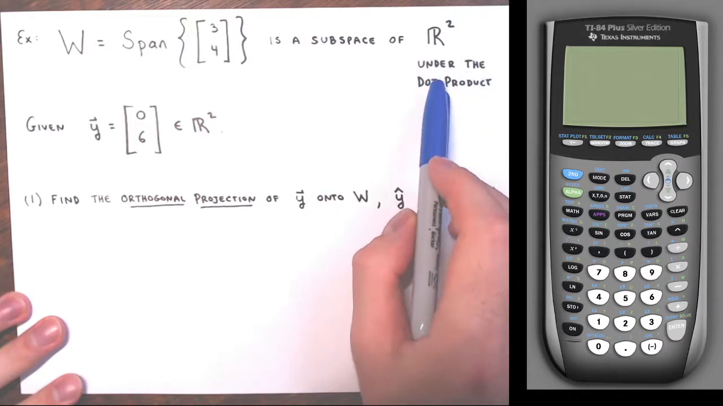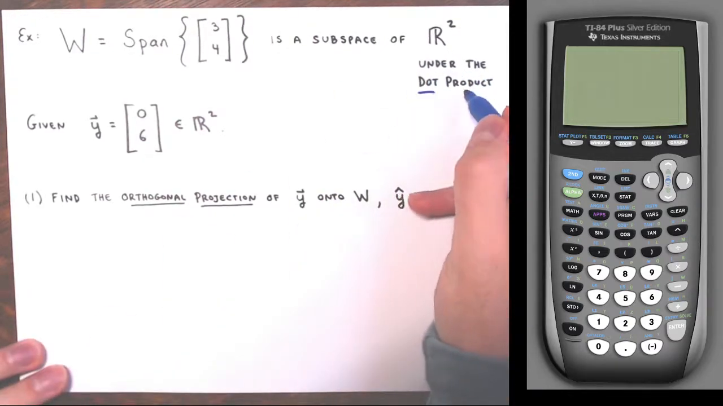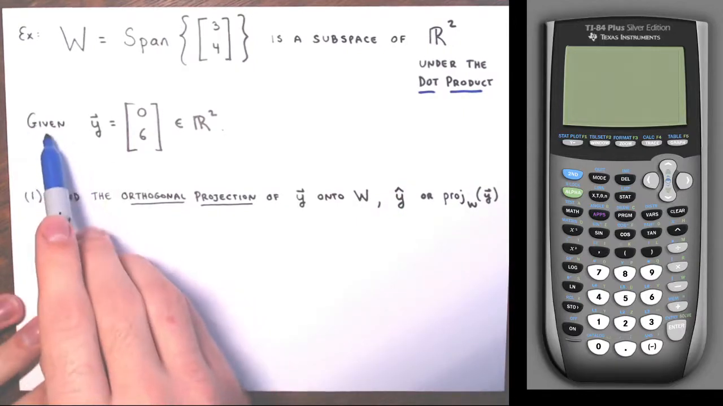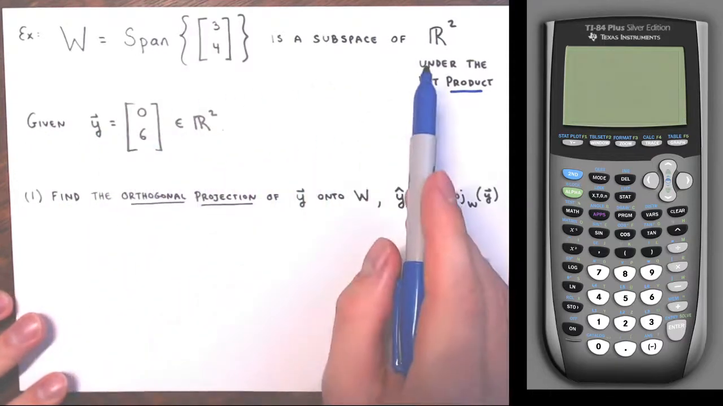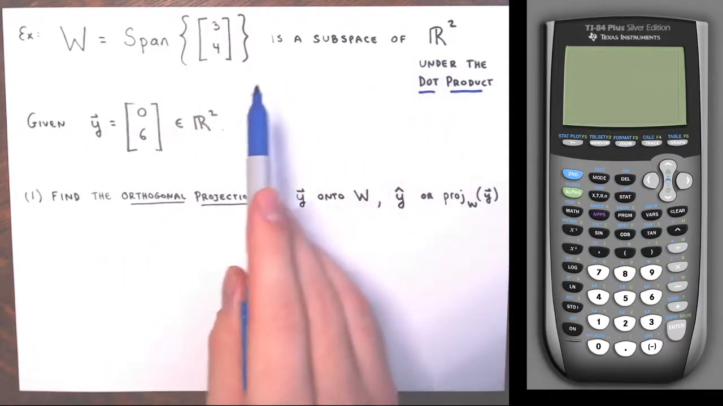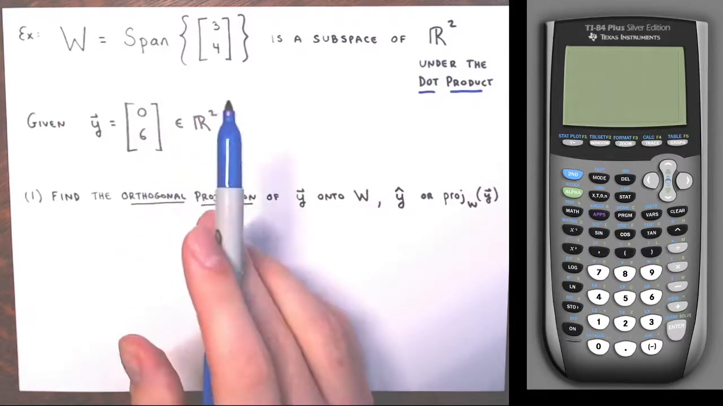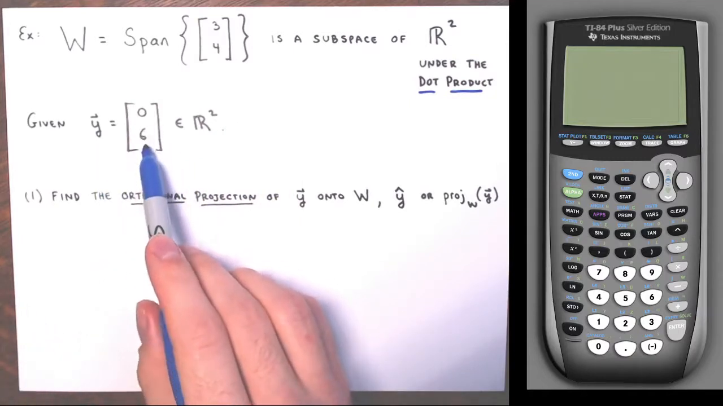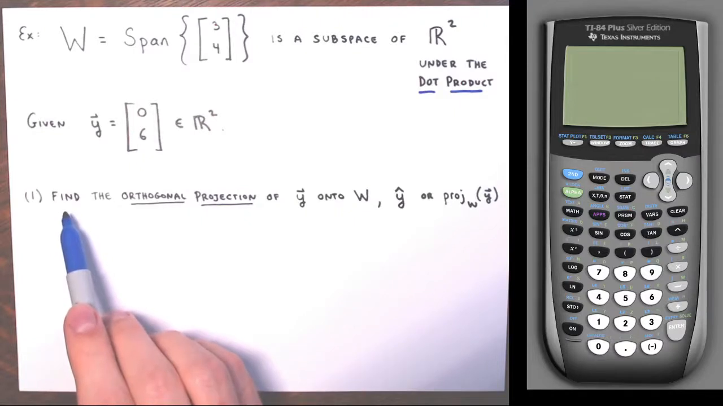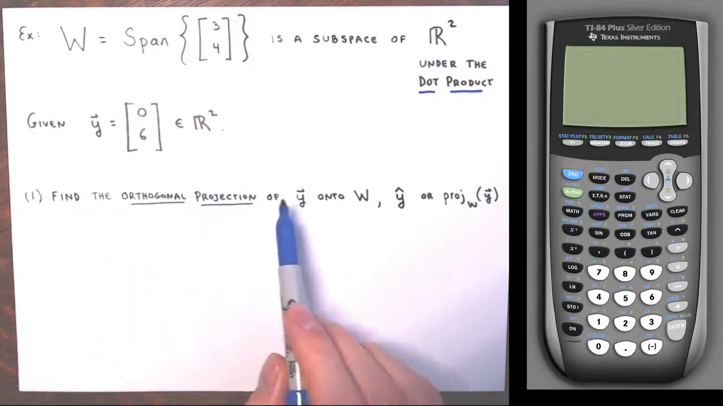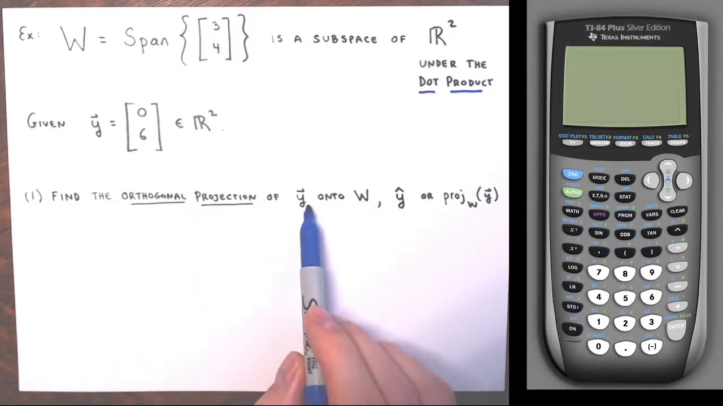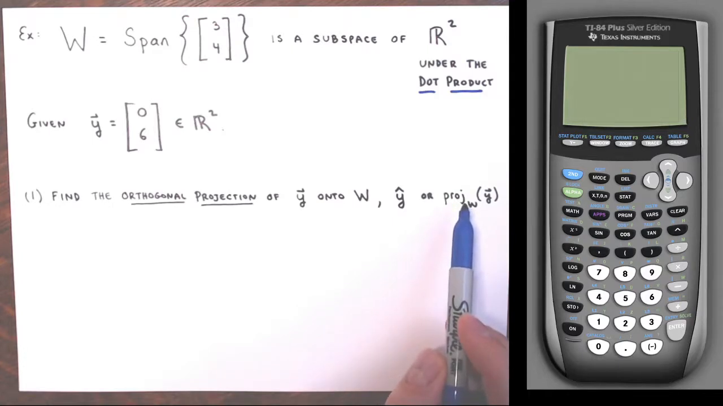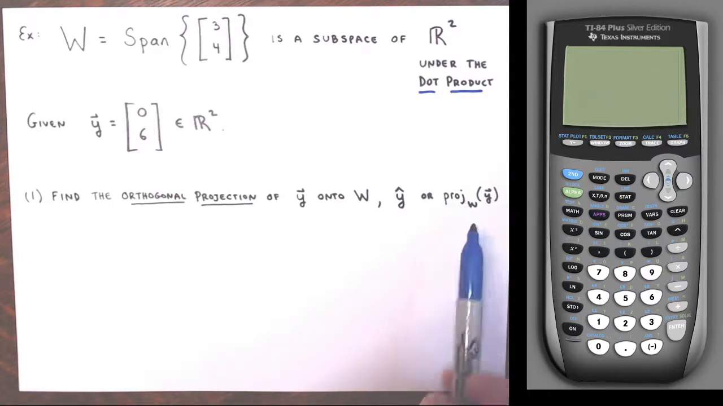And the inner product we're going to use is the dot product. I'm saying under the dot product here. So suppose we're given any vector in R2, any vector at all, and I've picked 0, 6 here. You can take any vector you want from R2. What I'm going to do is take this vector 0, 6 from R2, and first find its orthogonal projection onto W. Find the orthogonal projection of y onto W, which was called y hat, or the projection of y onto W, either one.